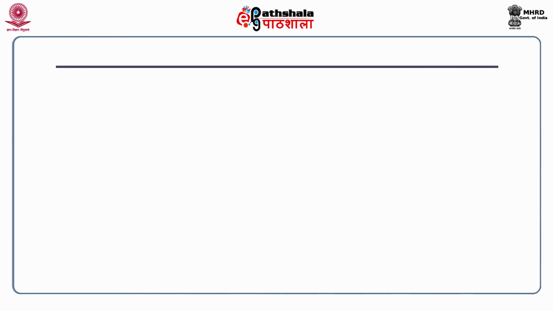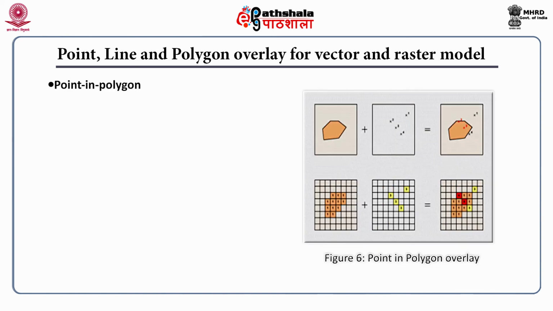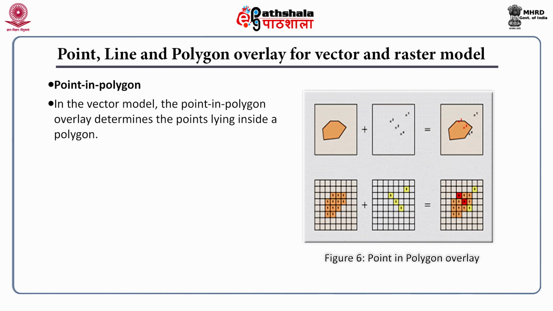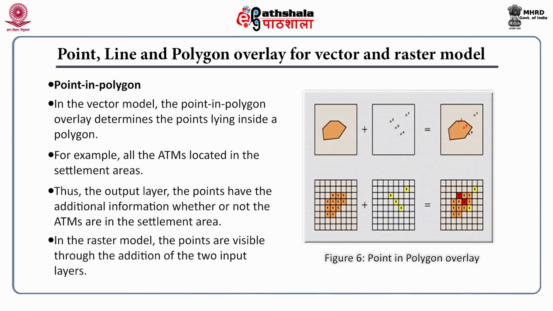Now, coming to the point, line and polygon overlay for vector and raster model. The first one is point in polygon. In the vector model, the point in polygon overlay determines the points lying inside a polygon. For example, all the ATMs located in the settlement areas. Thus, in the output layer, the points have the additional information whether or not the ATMs are in the settlement area. In the raster model, the points are visible through the addition of two input layers.